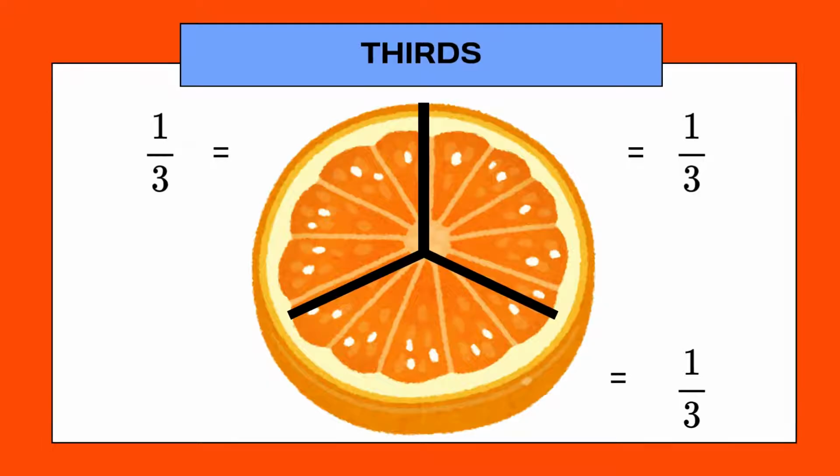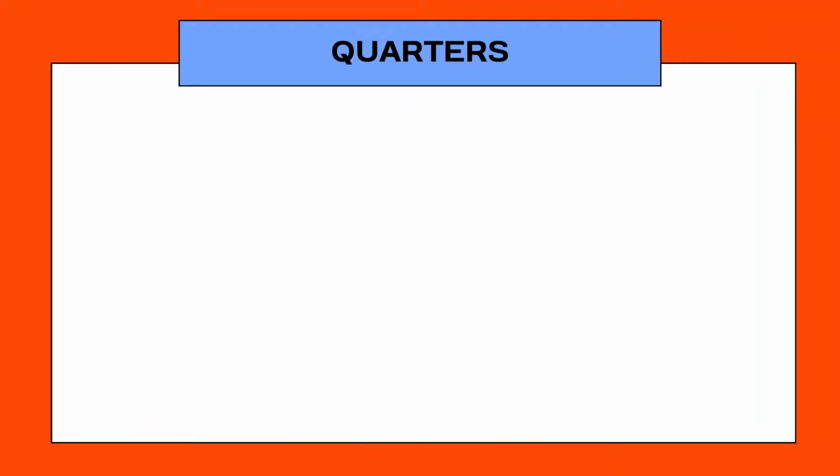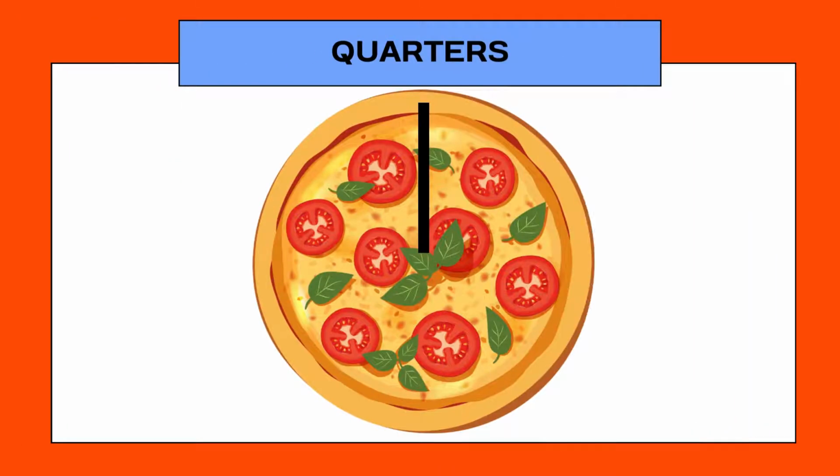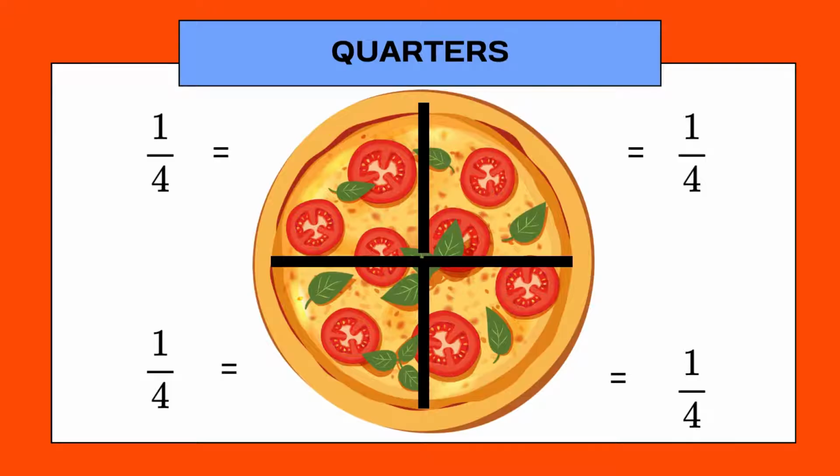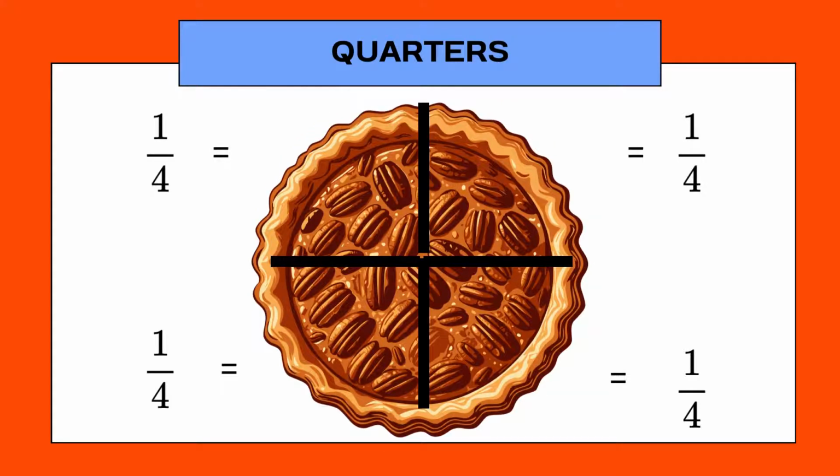Now, let's learn about quarters. When we divide something into four equal parts, each part is called 1/4, or a quarter. Watch this pie, it's been split into four pieces. Yummy, isn't it? Which piece would you pick?